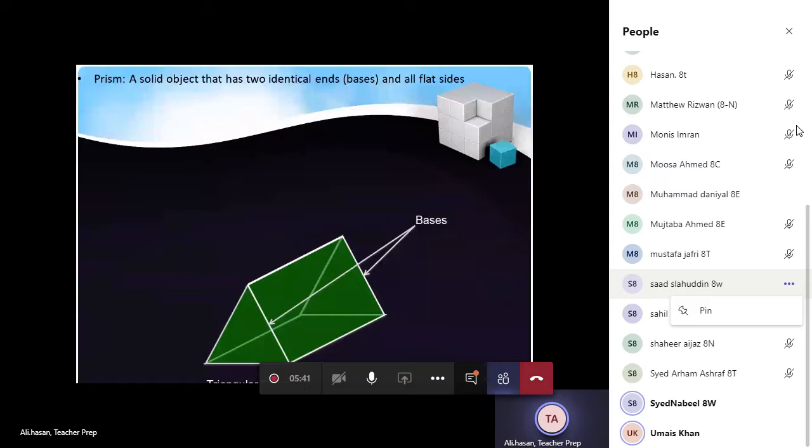Sir, I want to know about the hexagon. Yes, sir. Parallelogram, octagon, hexagon with prism. Yes, sir. Right. Sir, I want to know hexagon and octagon.